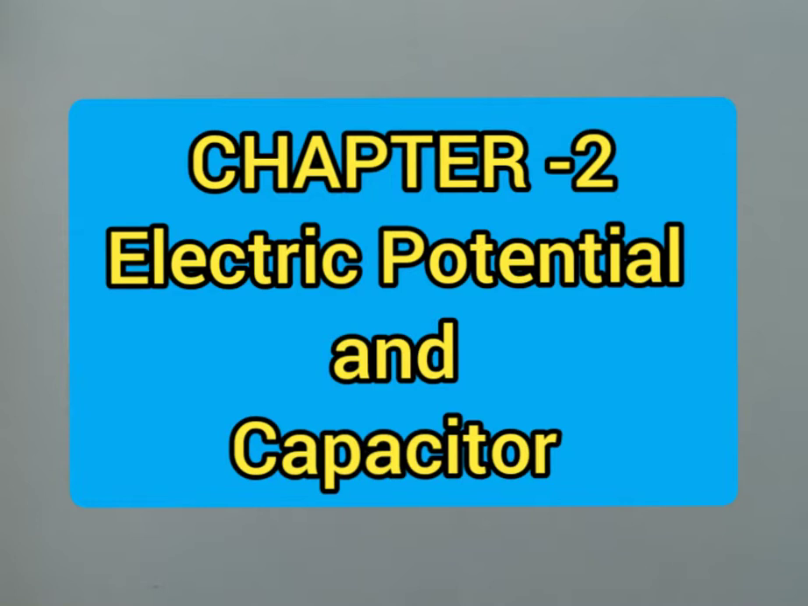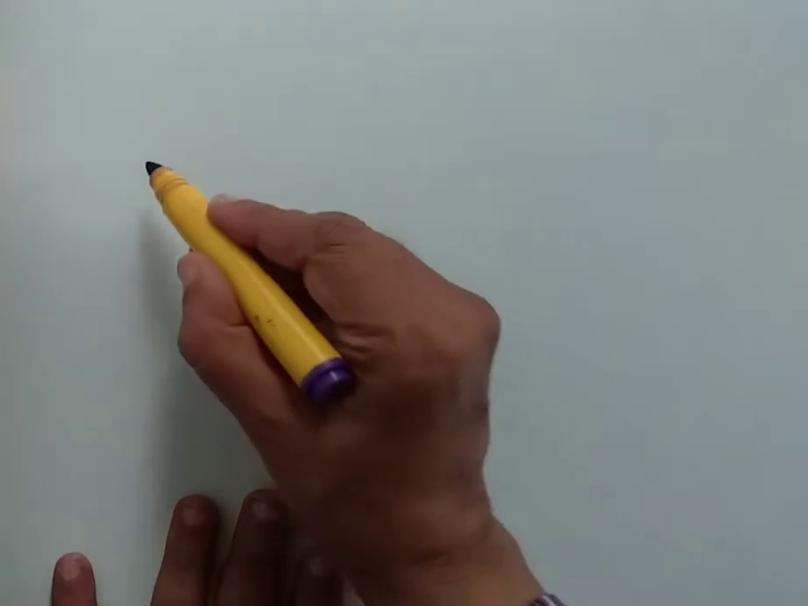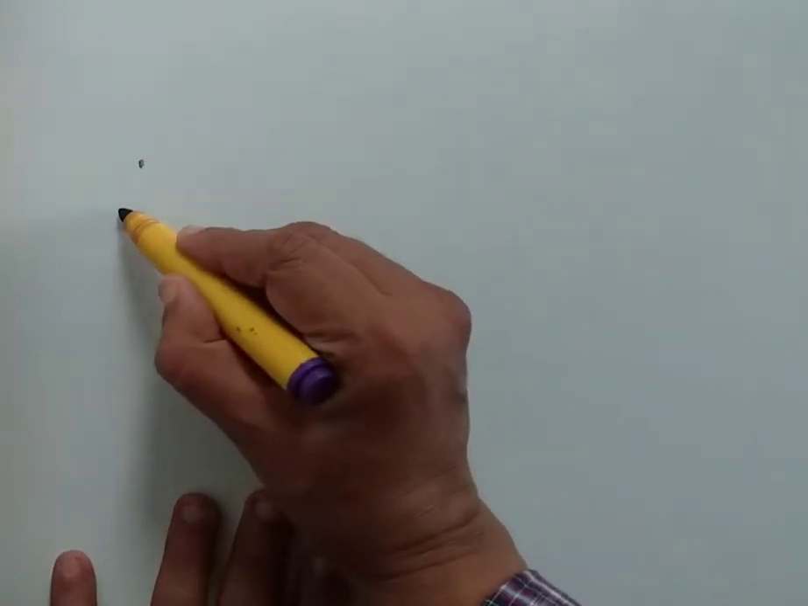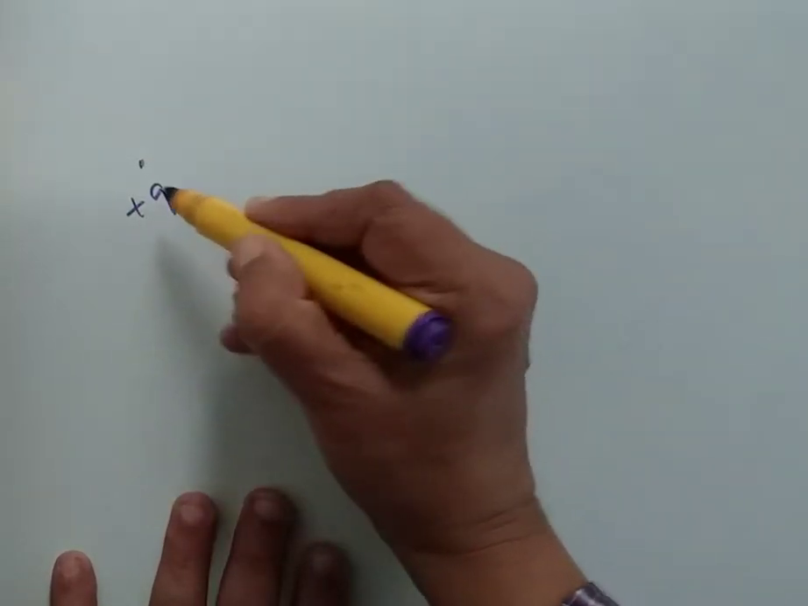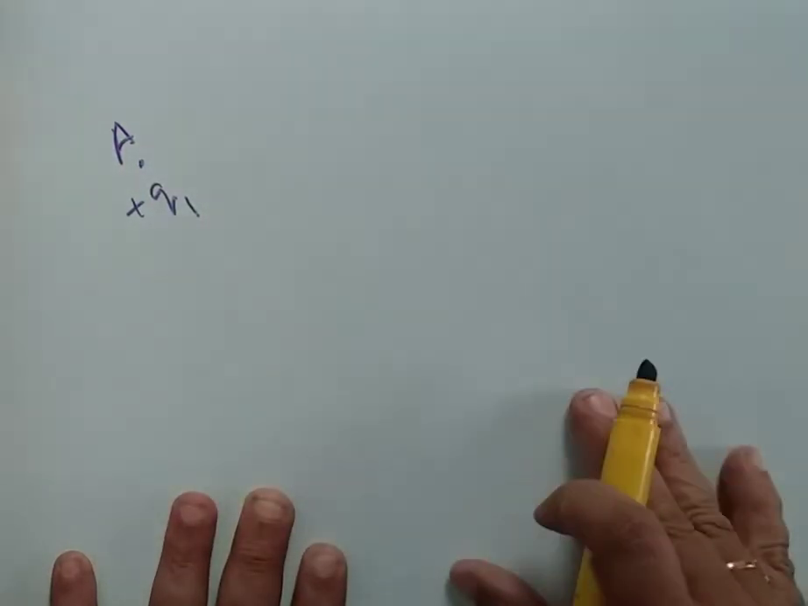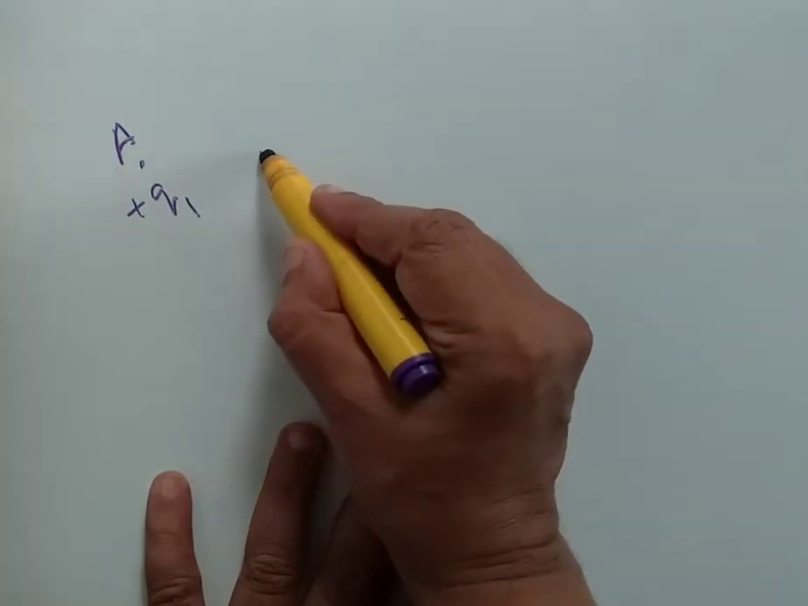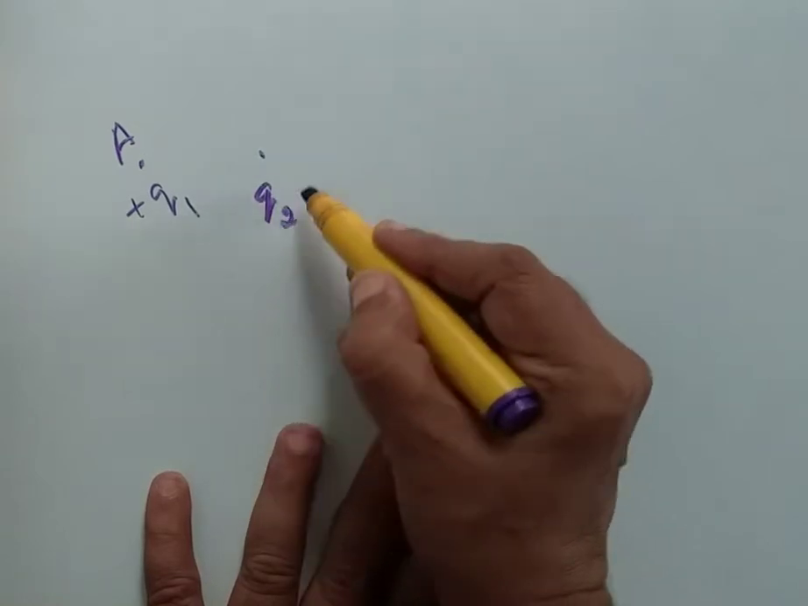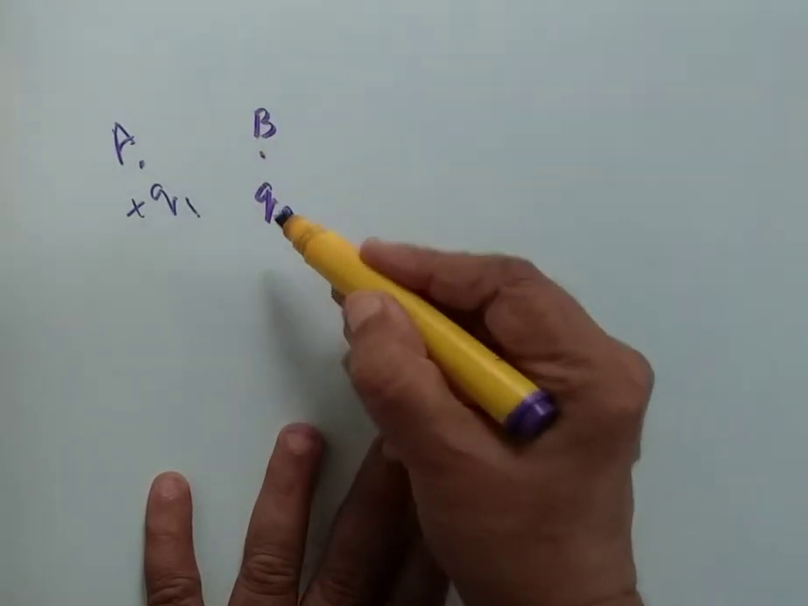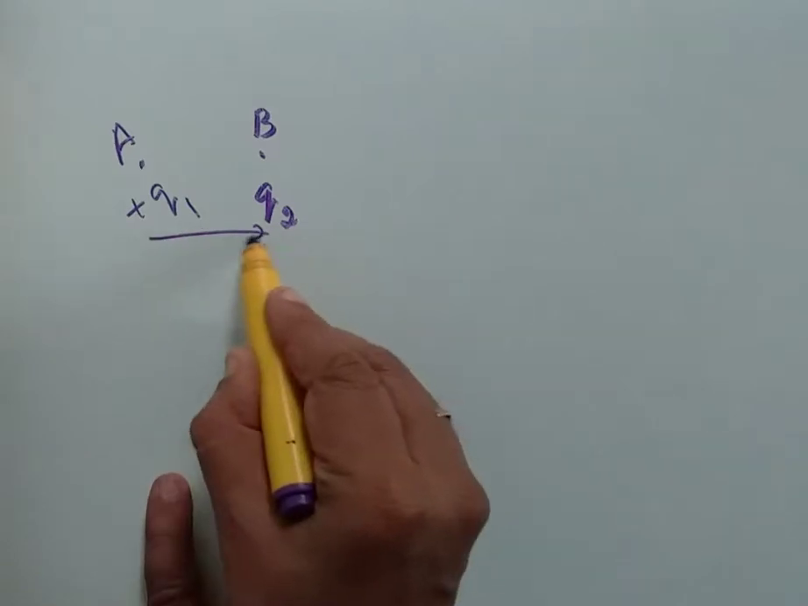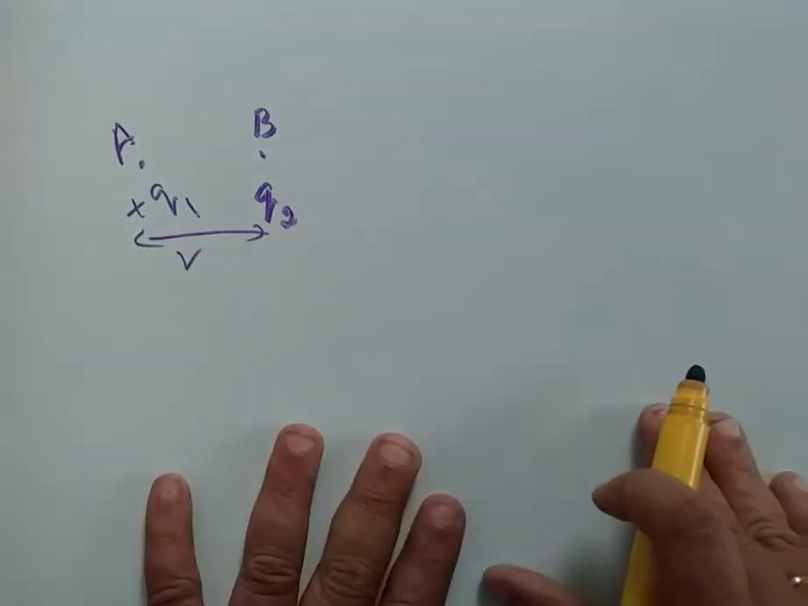In this session, we start learning chapter 2, electric potential and capacitor. I take this situation, just observe. I have plus Q1 charge at A. Now, if we want to bring Q2 charge to B, like this, at some distance R, is it easy?